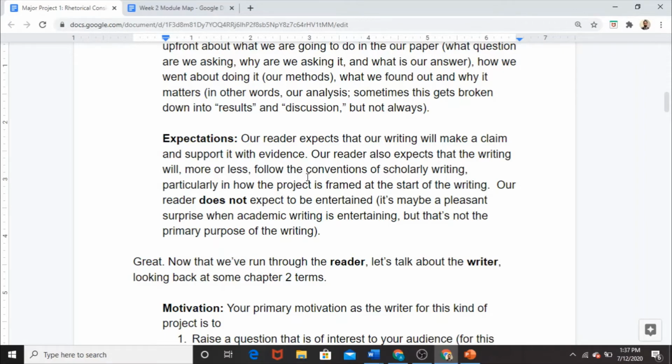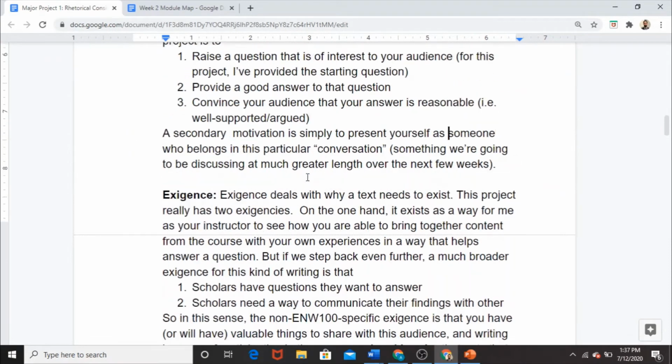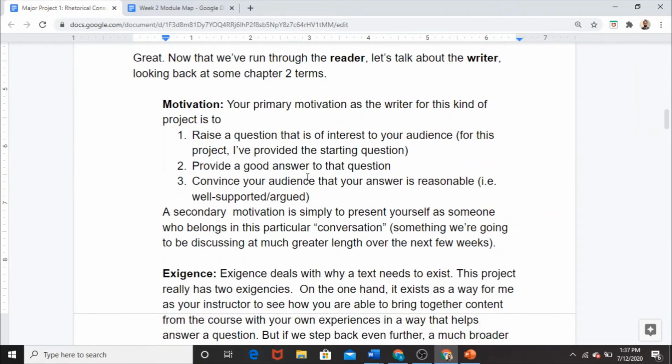So let's talk about the writer then. And here we're going to talk about motivation, exigence, and context. So in terms of motivation, right, what is motivating you in this piece? Well, beyond the fact that you have to do it for an assignment, if we step back and think about what motivates someone to engage in this kind of writing, right? Well, one motivation here is to bring up a question that's interesting to the audience, provide some kind of answer to it, and then convince your audience that you've got a good answer, right? That your answer is valid, that it's supportable, that it has use.